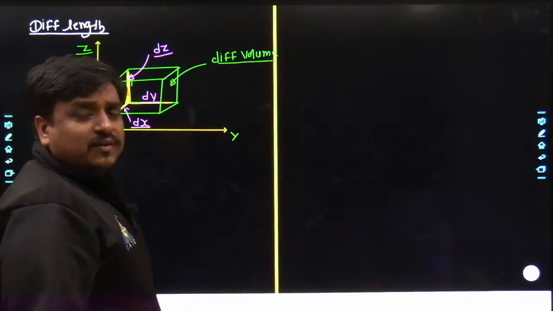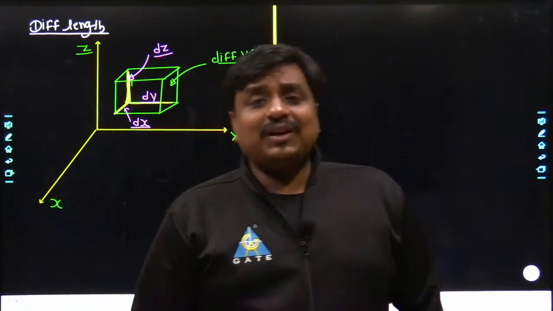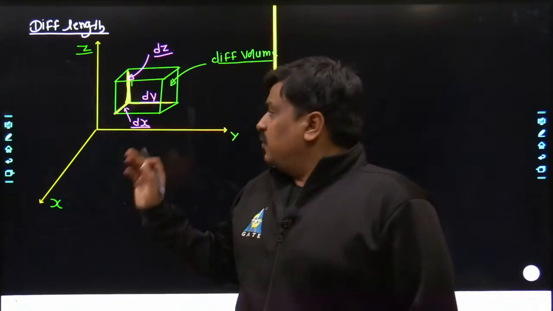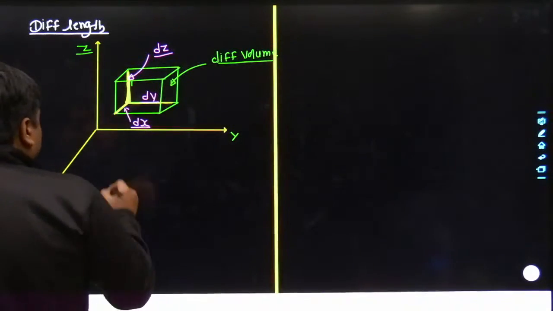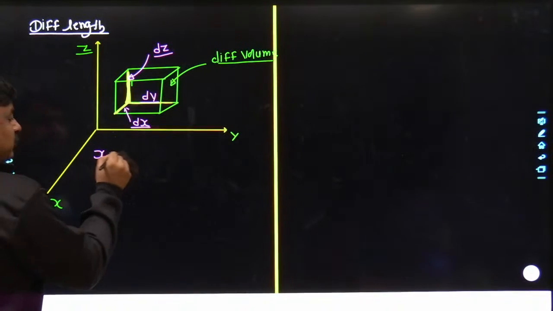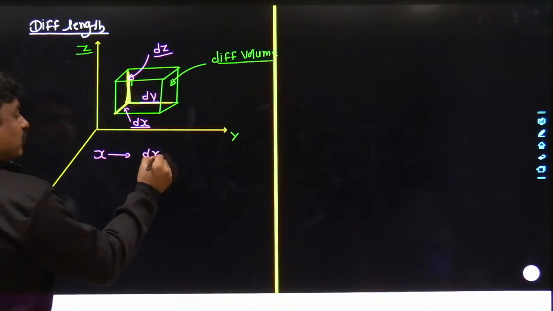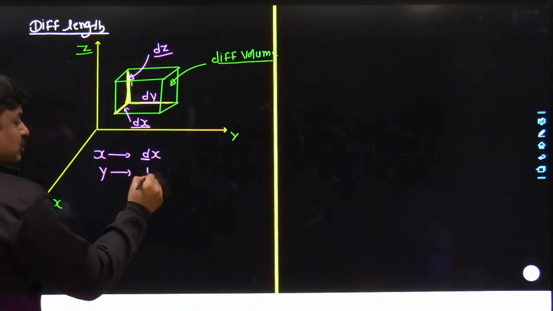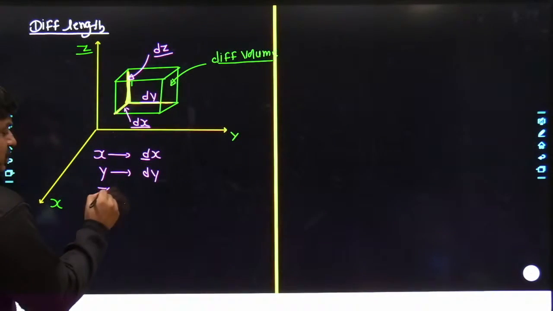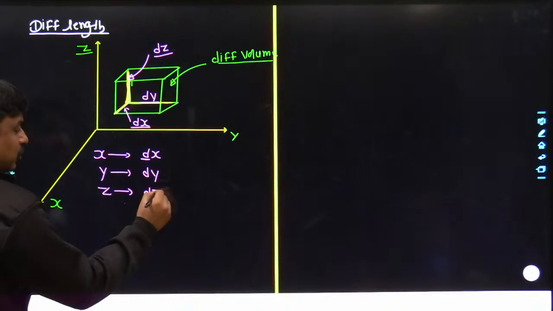So in future, whenever we discuss the differential length, specifically in Cartesian coordinate system, we would be having the 3 differential lengths in the direction of x, y, and z. Why don't we write it somewhere here? So obviously in the direction of x, the differential length is simply going to be dx. The d indicates differential. Similarly, in the direction of y, it's going to be simply dy. And in the direction of z, it's simply going to be dz.